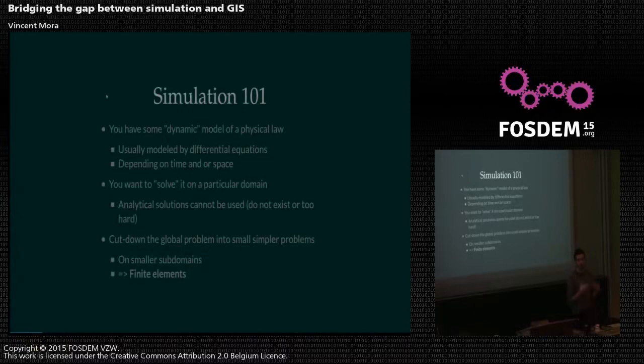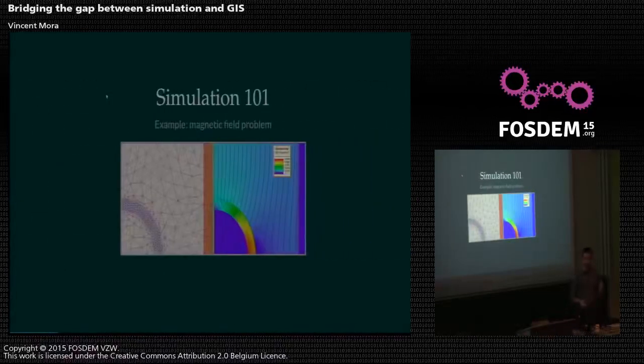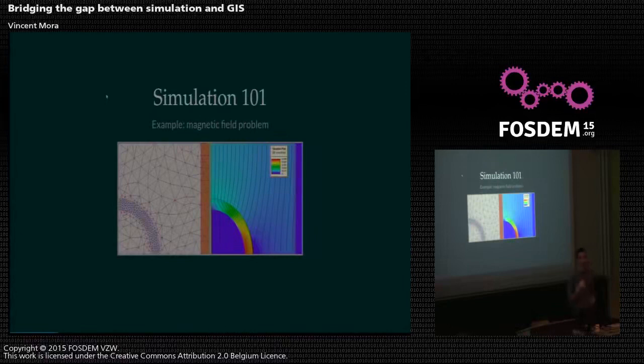So the idea is to cut down the global problem into smaller, simpler problems, on smaller subdomains, usually subdomains of space, which are called finite elements. We are focused on this particular type of simulation. There are other types of simulation, but this covers lots of applications. This is an example extracted from the Wikipedia page.